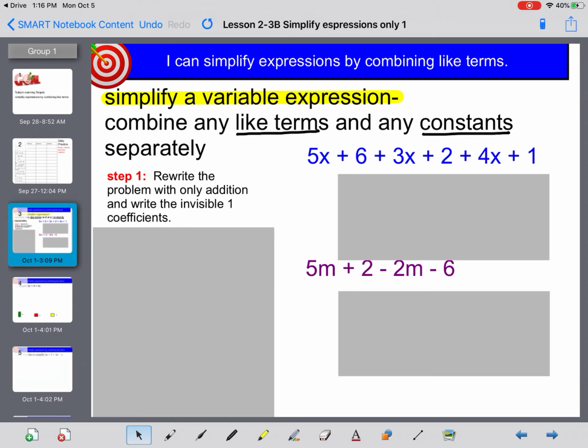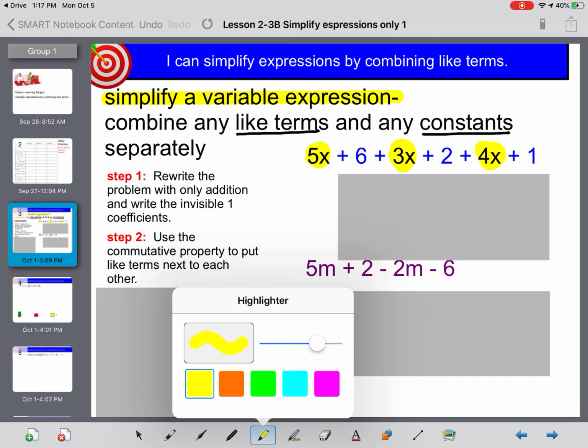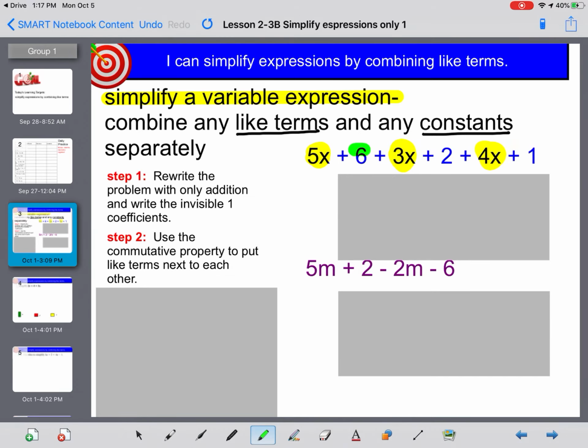Let's go back here, step 1, and we're going to use this blue algebraic expression, 5x plus 6 plus 3x plus 2 plus 4x plus 1. So this is what your focus is. Step 1 is to rewrite the problem using only addition and write in any invisible one coefficients. That step is already done for us. Step 2, use the commutative property to put the like terms by each other. Well, I see that 5x, 3x, and 4x are my like terms. I also see that 6, 2, and 1 are like terms.